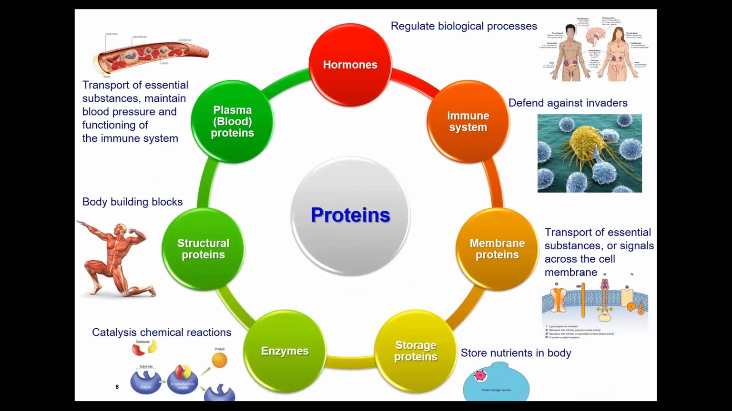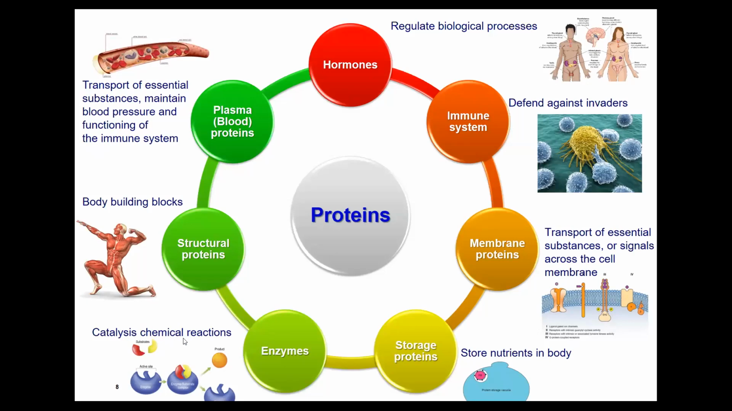They're practically doing almost everything, okay? So we have hormones that activate and run certain processes in our body. We have the immune system, which is also made of proteins that defend against invaders. We have membrane proteins, which we'll talk about later, that transport essential substances or signals from the outside of the cell to the inside across the cell membrane. We have storage proteins that store nutrients in our body. We have enzymes that catalyze different chemical reactions.